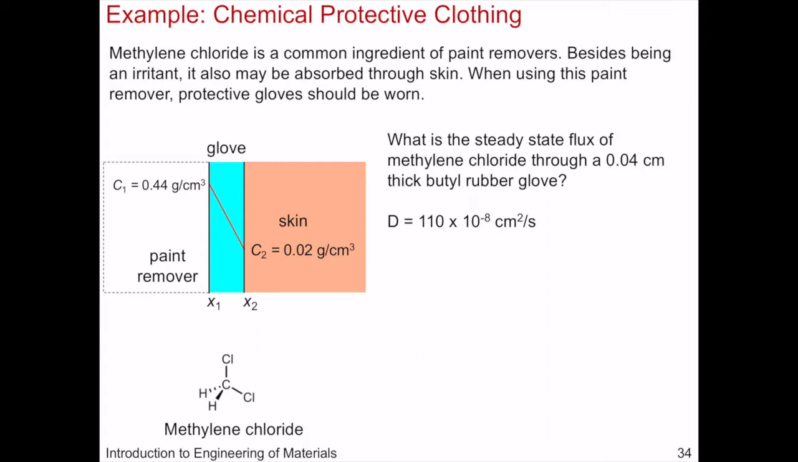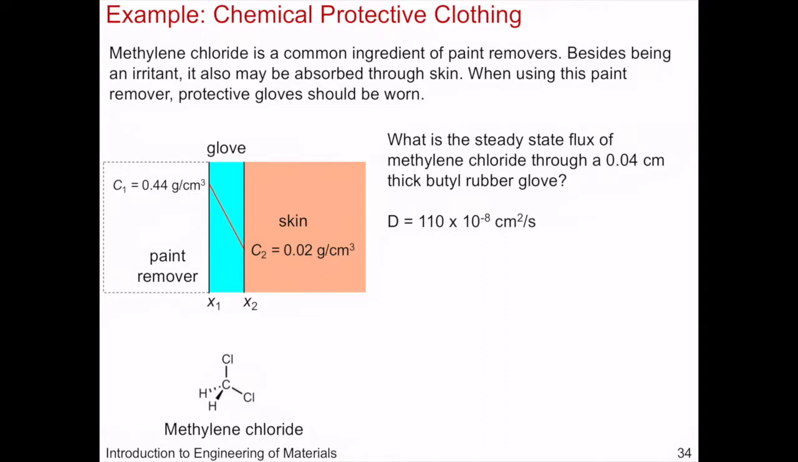And where this can be quite applicable is in understanding diffusion of chemicals through thin membranes. Here's an example in which we take methylene chloride, or dichloromethane is the other name for it. It's a common ingredient in paint removers. It's an irritant. It can also be a carcinogen, and it can be readily absorbed through the skin once it goes through your glove.